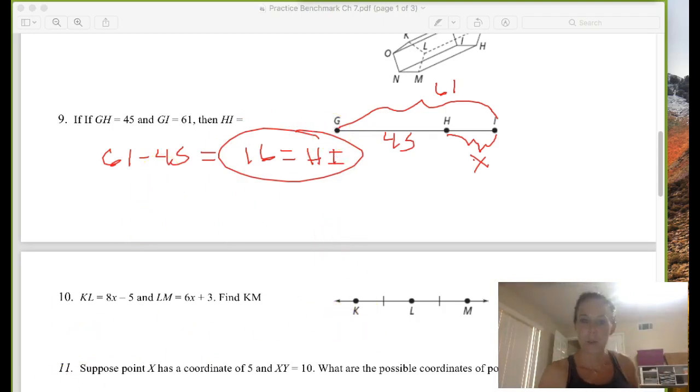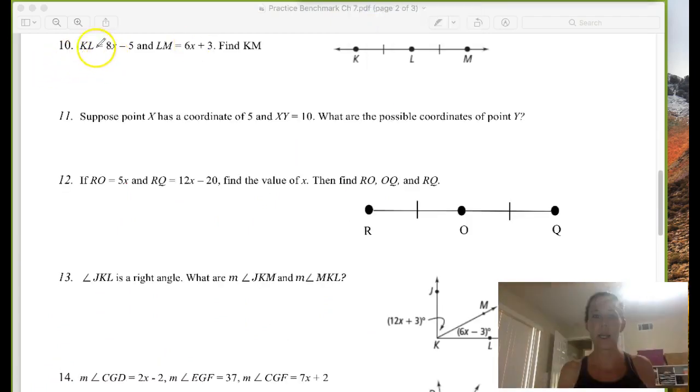Number 10, let me scroll up. Hold on a second. All right, number 10, they say the measure of KL is, let's just mark it, 8x minus 5. So that's KL, this part here. And then LM is, the blue part here, is 6x plus 3. And then they want us to find KM, the whole thing.